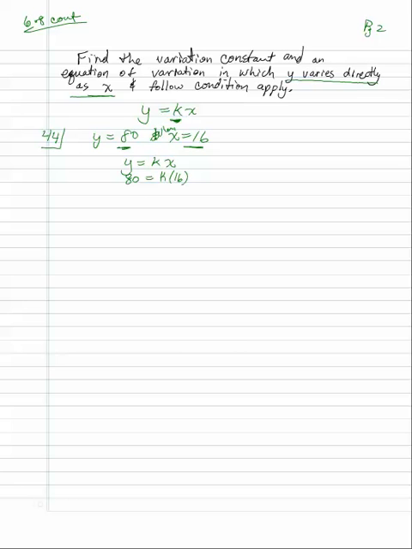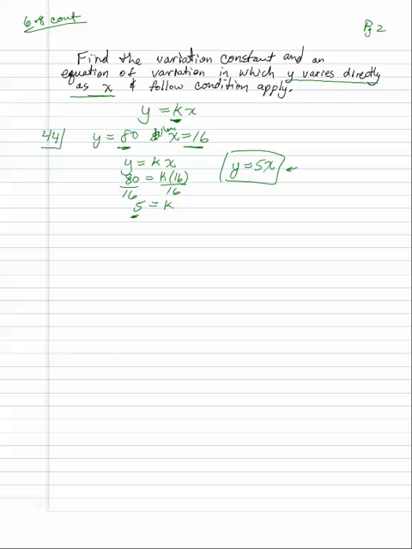And then you solve it for k. So you're going to divide both sides by 16. So k must be 5. And now you can write the equation of variation. So the equation of variation would be y equals 5x. Okay, so that's the equation of variation, and the variation constant is 5. So they want both things. Figure out what k is, then you can write the equation of variation.